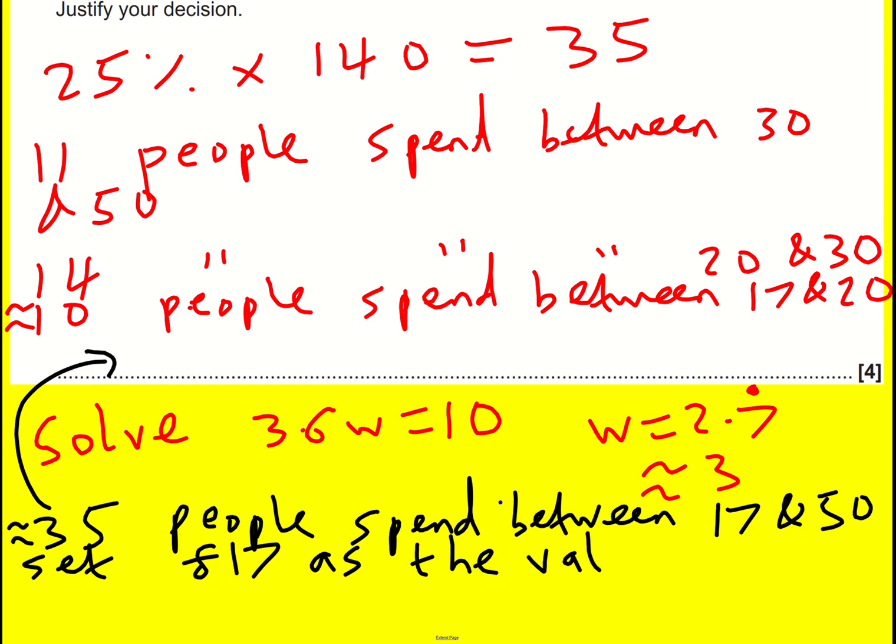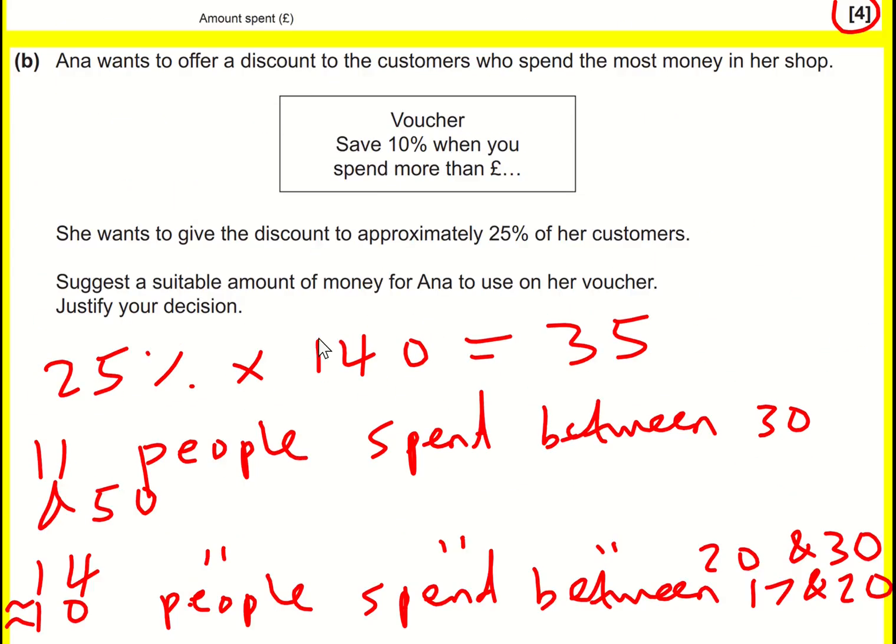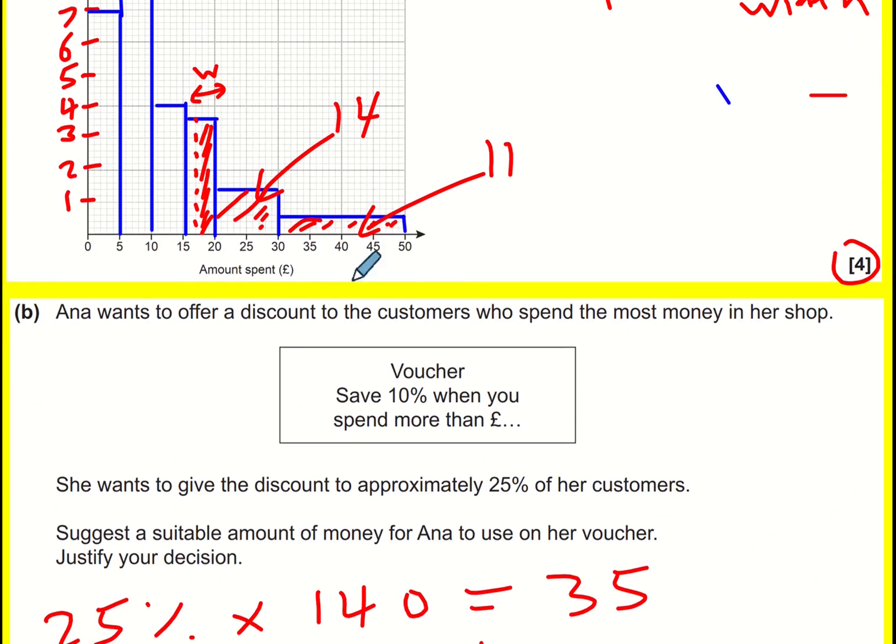I've shown really clear working. And I think in the mark scheme it accepts £18 as well. But at the end of the day, you just need to show sufficient justification, and that's really detailed, but that would be how I do this question.